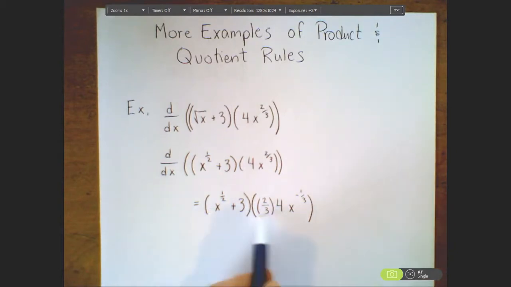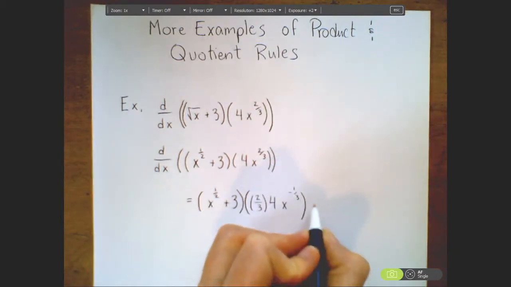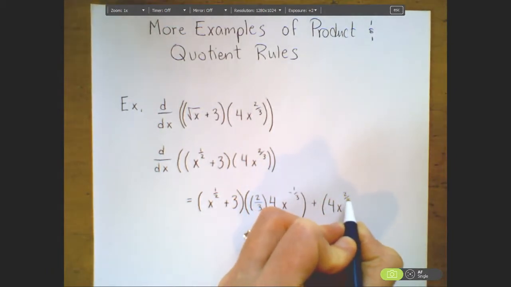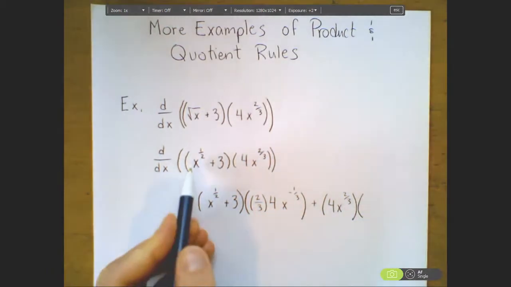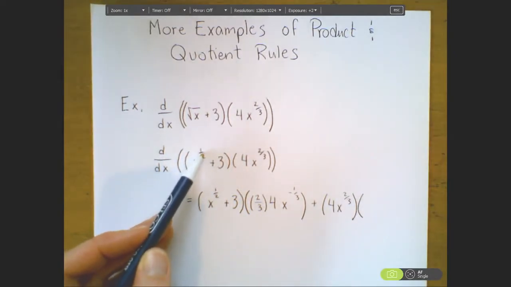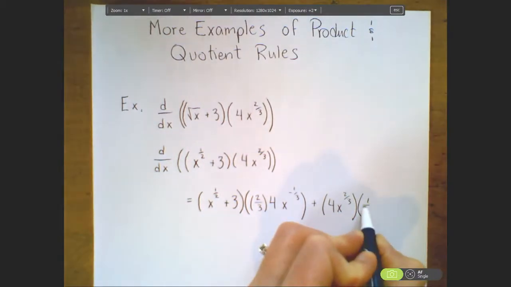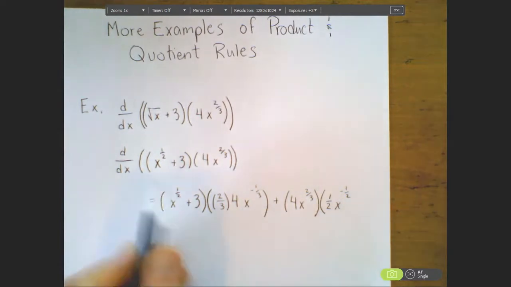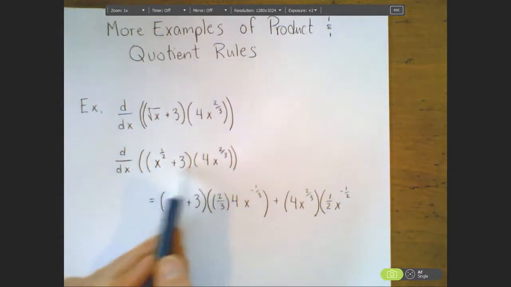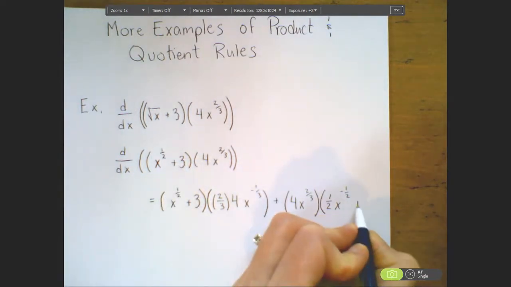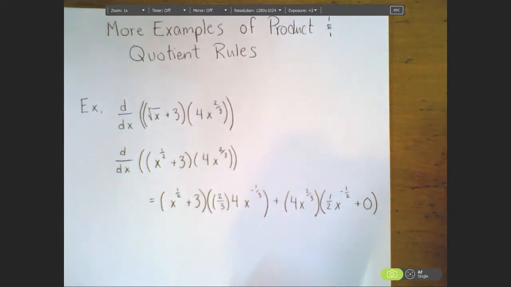So this is first times the derivative of the second, and then I have to add on the second function, which is 4x to the 2/3, times the derivative of the first function. And again, I'm going to use power rule. So by power rule, this 1/2 comes down in front, and it becomes 1/2 x to the -1/2. And what happens to this term when I take the derivative? The derivative of the constant 3, I can think of as a line with slope 0, and so this is just going to become 0.